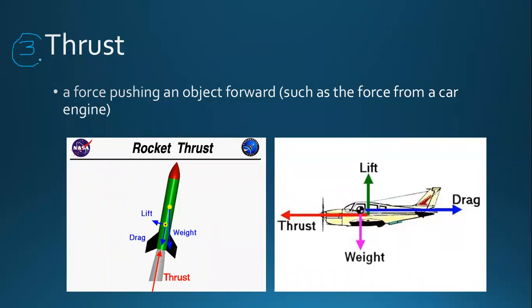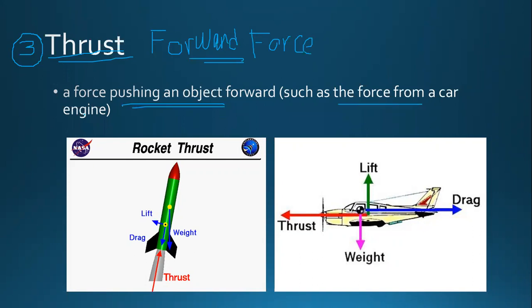The third force in your syllabus is known as thrust. I mentioned thrust when we talked about the car engine. A forward force, we can say thrust is a forward force. It's a force pushing an object in a forward direction, such as a force from a car engine. When you press the accelerator, obviously the engine is going to push your car in the forward direction. Why would it go in the backward direction? Your engine applies a forward force.